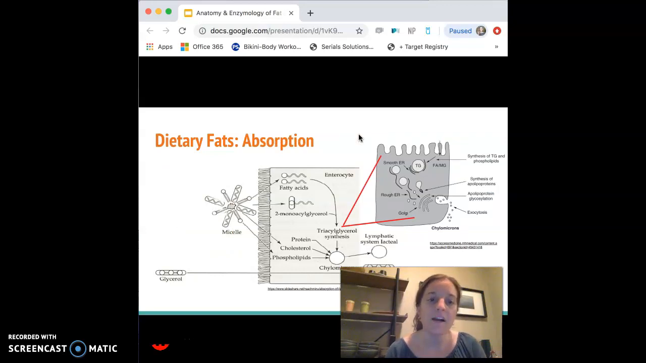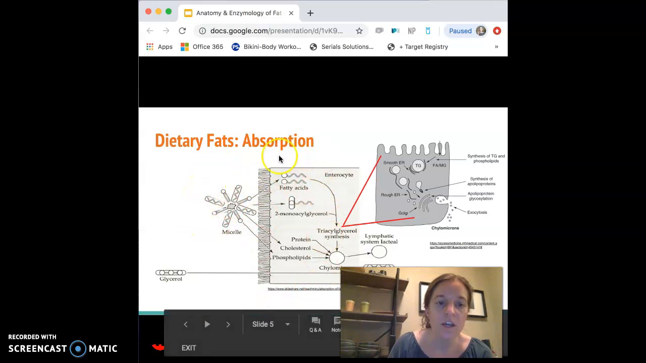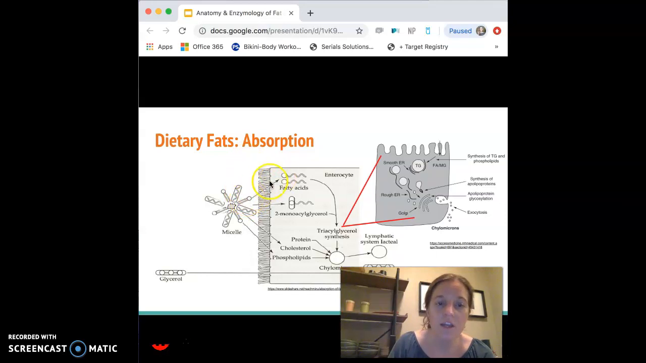So here we have 2 different images that depict the absorption of dietary fats. As we can see in this image to the left here, we have a micelle. And what happens at what's considered the brush border, which is this area of the enterocyte of the small intestine, the micelle releases the free fatty acids and the monoglycerides. And these are able to cross the intestinal cell through simple diffusion. Cholesterol and phospholipids also pass through.